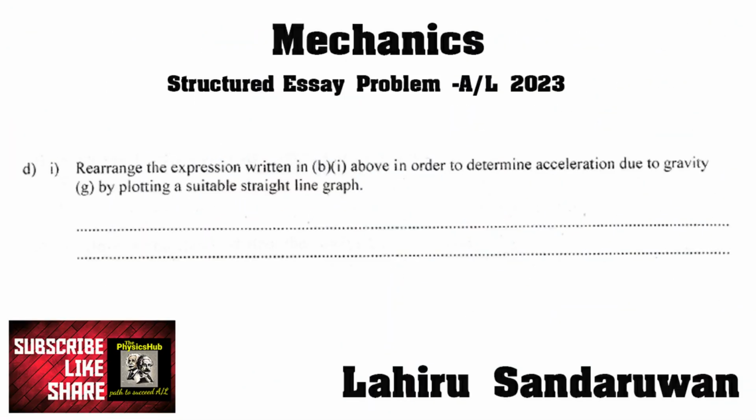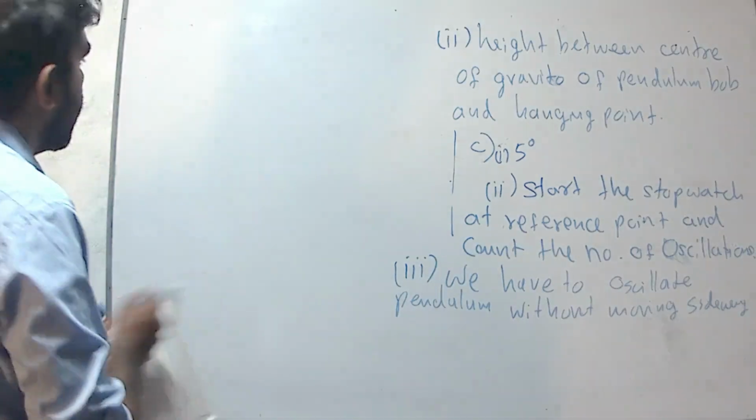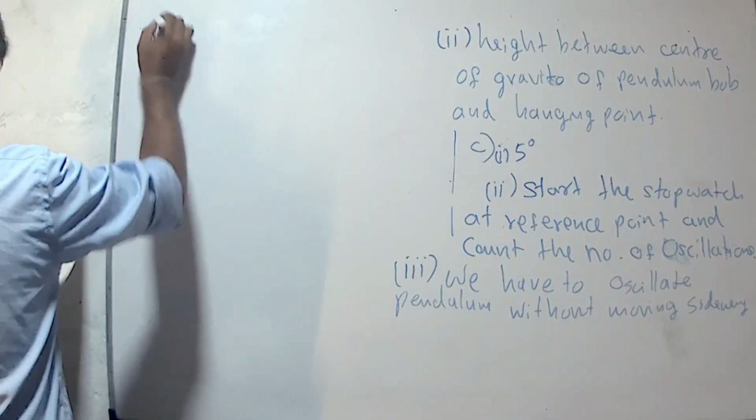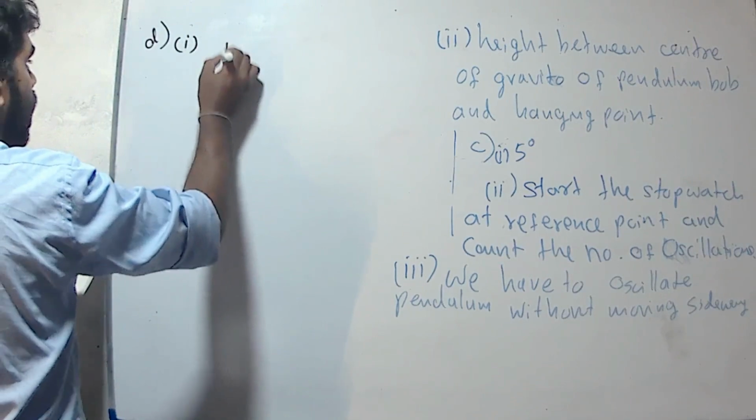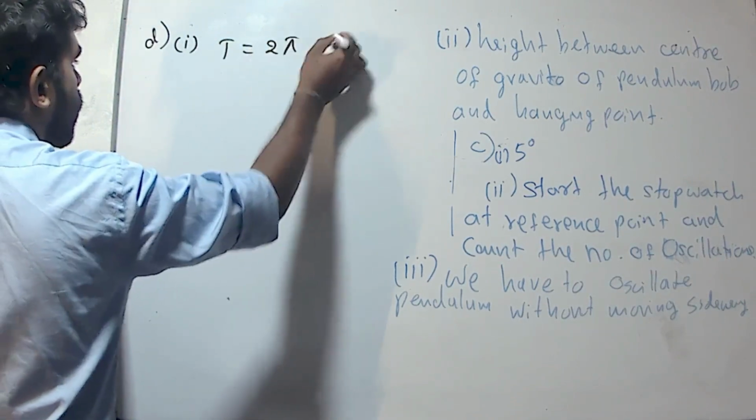In part B1, rearrange the expression in part B1 above in order to determine the acceleration due to gravity g by plotting a suitable straight line graph. I will write the equation. T equals 2 pi root L over g.